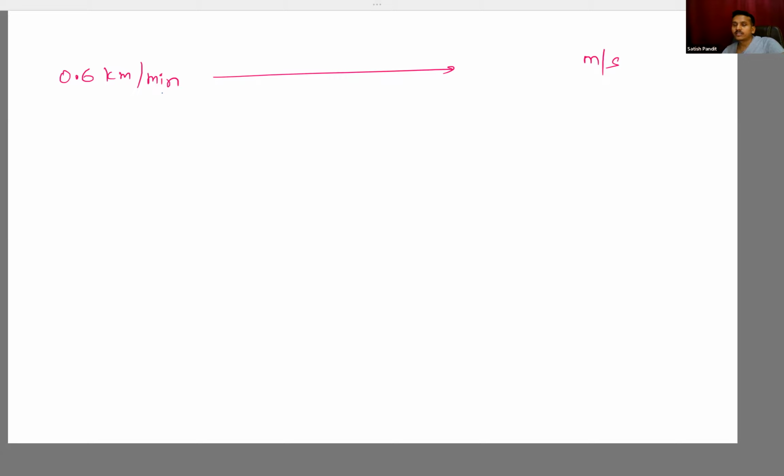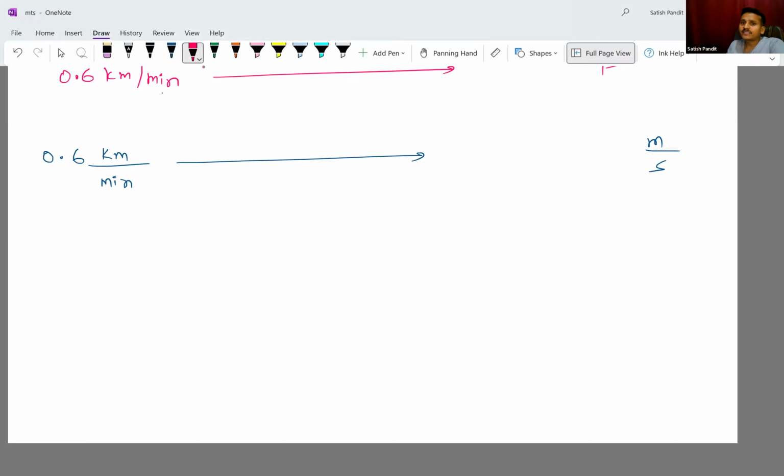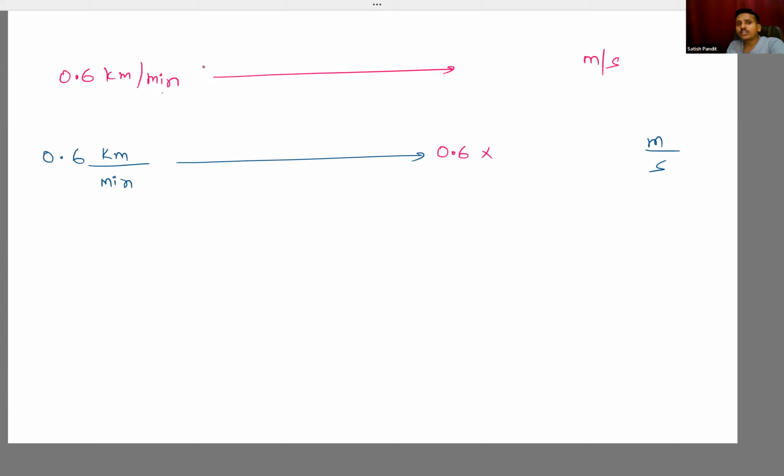No, that is not correct. Let us do it. We have 0.6 kilometer per minute, and I want to convert to meter per second. So 0.6 stays as it is. If you convert kilometer to meter, what number do we have to multiply with?